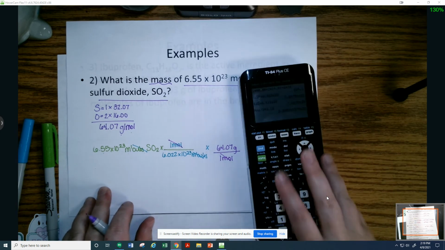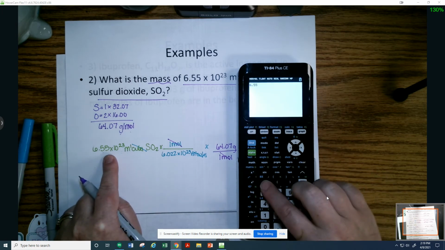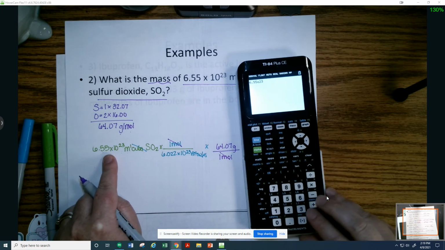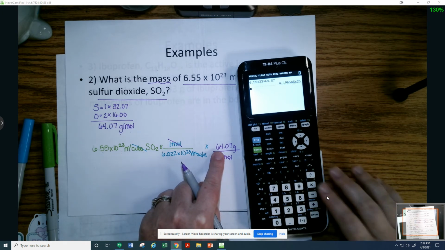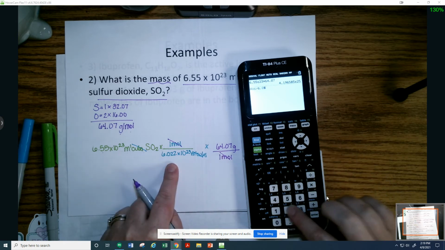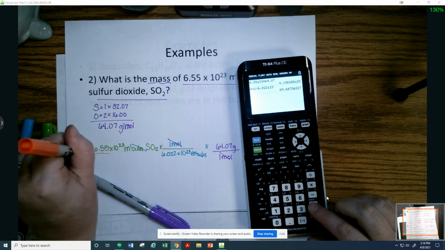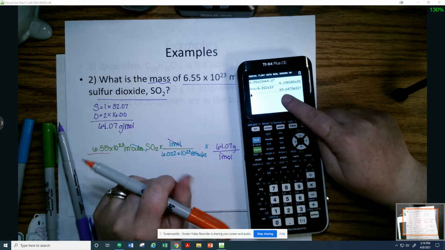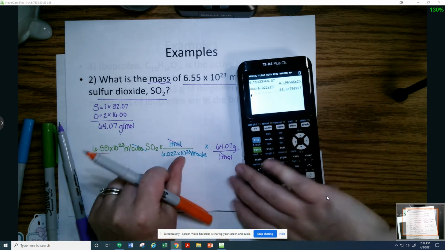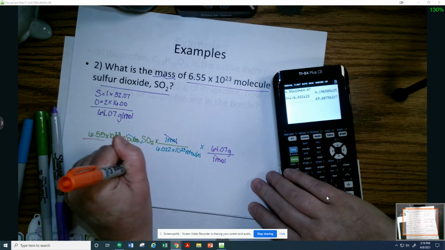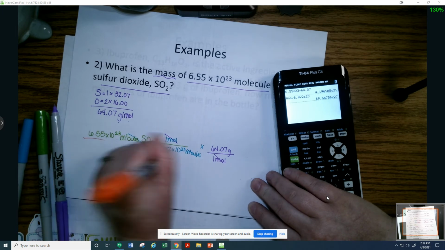Again, for solving, I'm going to run this through by simplifying everything in the numerator. So I'm going to take 6.55 E23 times 64.07. Go ahead and hit enter. Divide by 6.022 E23. My given here has 3 sig figs, so I can keep 3 sig figs here. So I get 69.6. That 8 rounds it up to get a grand total of 69.7. And this is grams of sulfur dioxide.